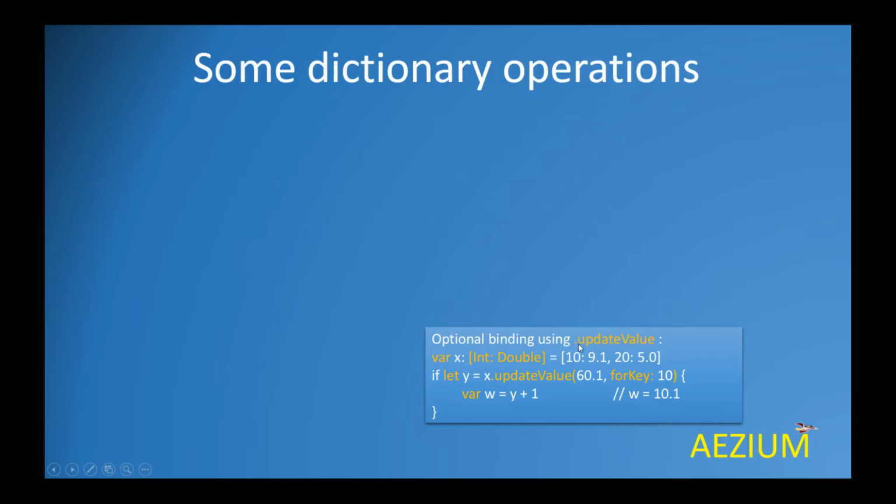Similar to the case of subscripts, we can use updateValue with optional binding. Here in our if statement, we are using x.updateValue, the expression that we used before, and if this does not return a nil, the non-nil value is first unwrapped and then assigned to temporary parameter y, and that parameter can then be used within the body of the if statement.